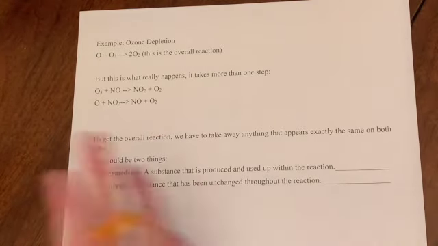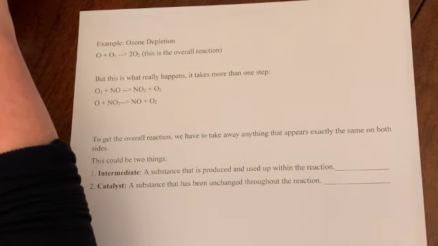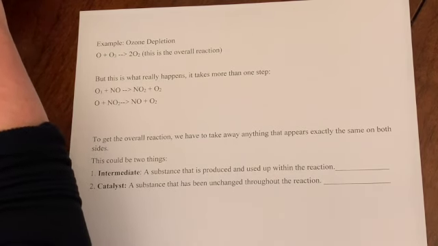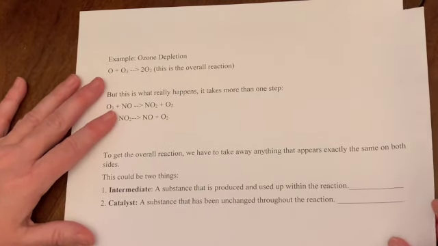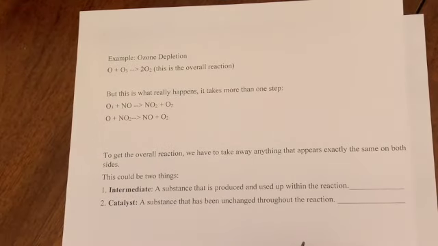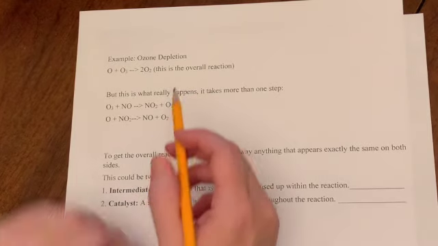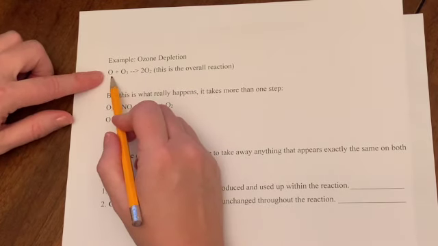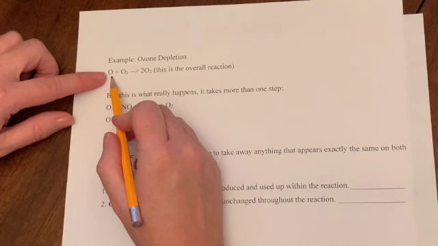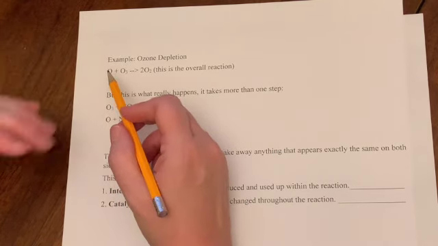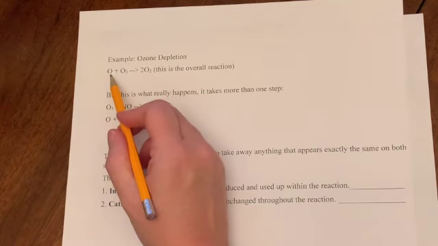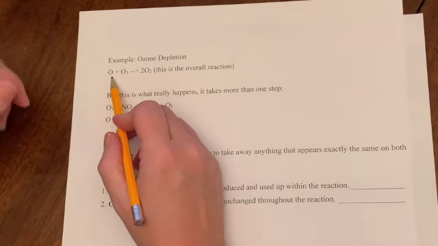This is an example of ozone depletion, and ozone depletion is a catalyzed reaction. Let's just take a quick look. Here we have O, and you might think that looks strange. You told me that O's couldn't be all by themselves. Well, they can't where we are on Earth, but up in the atmosphere, you can have what are known as free radicals, and that can happen.